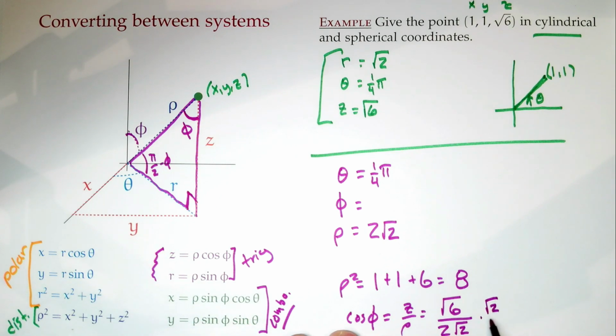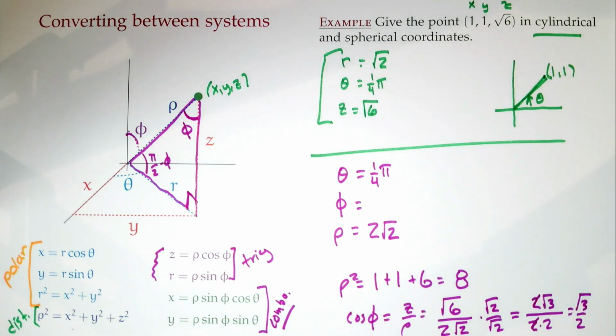Multiply top and bottom by square root of 2 over square root of 2. And simplify. Upstairs you have square root of 12. Another name for square root of 12? It becomes 2 root 3 because square root of 12 has 4 times 3. So that's 2 square root of 3. Downstairs, what do you get? You get 4, 2 times 2. You can cancel some 2's. Square root of 3 over 2. So cosine of phi is equal to square root of 3 over 2.